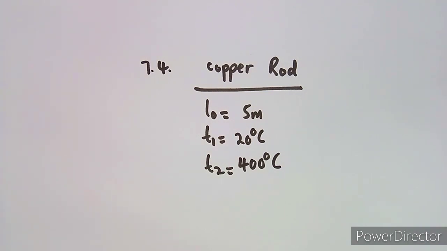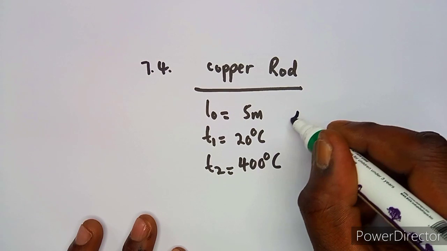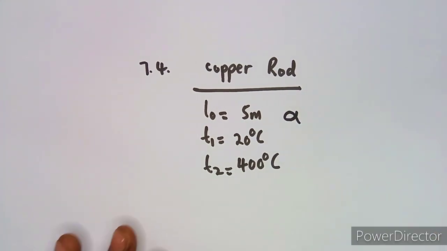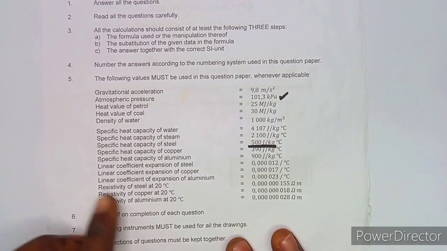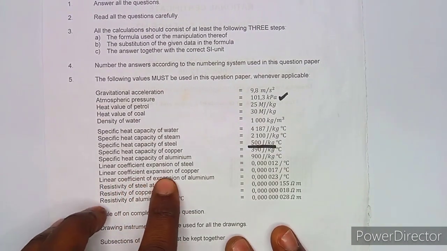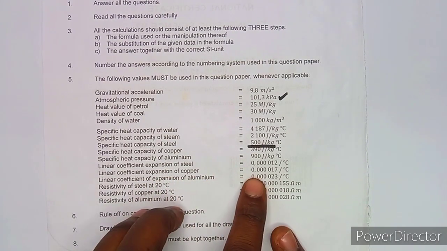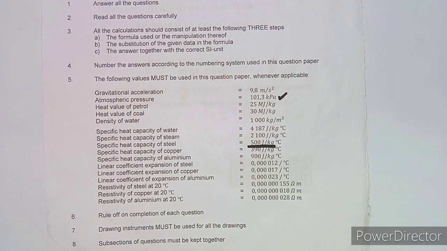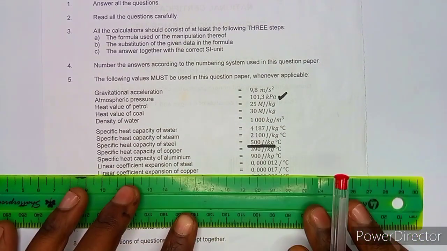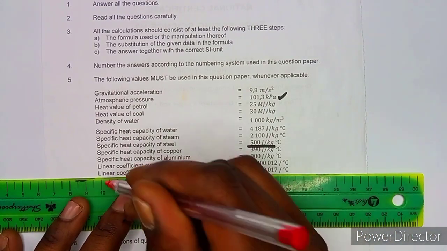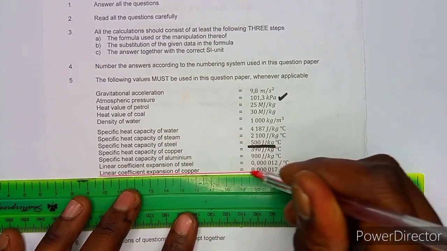We are going to find the linear coefficient of expansion of the copper rod. All right, so the linear coefficient of expansion is given here. The linear coefficient of expansion of copper, you're going to just have it in a straight manner, the linear coefficient of expansion of copper, something like this.